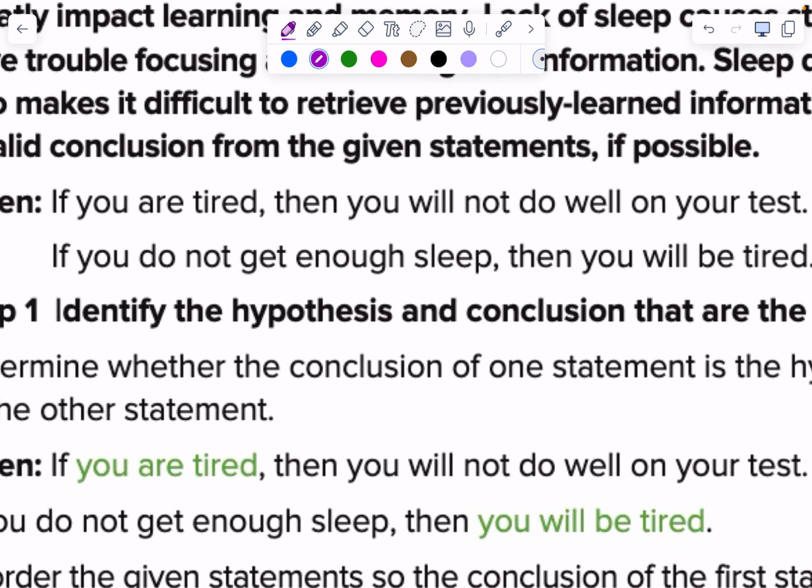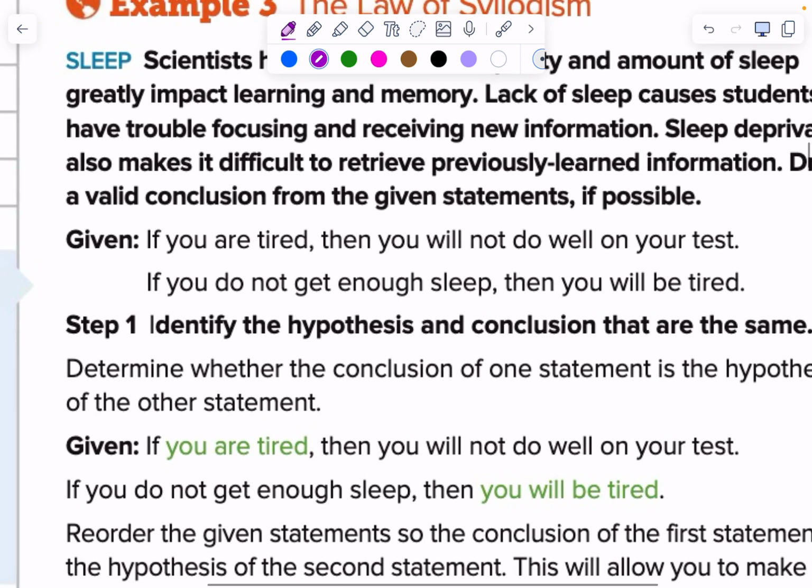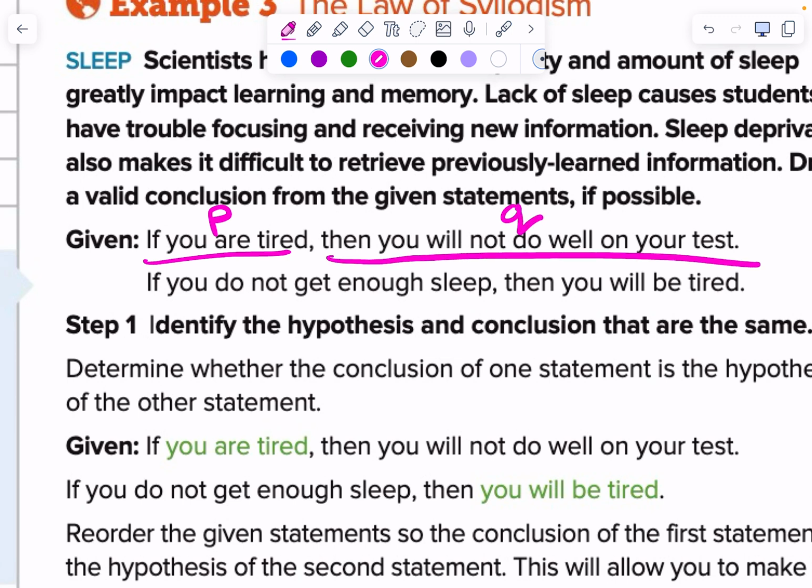Here we go. Given. If you are tired, that sounds like P, then you will not do well on your test. That sounds like Q. If you do not get enough sleep, then you will be tired.